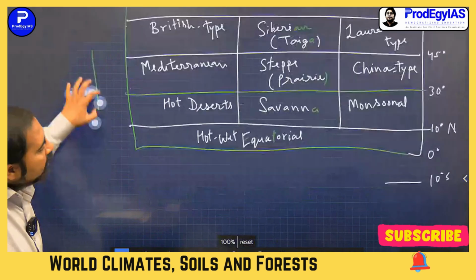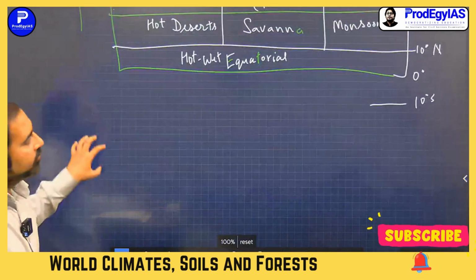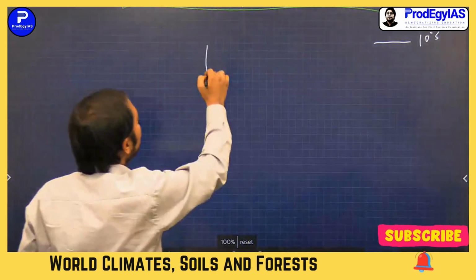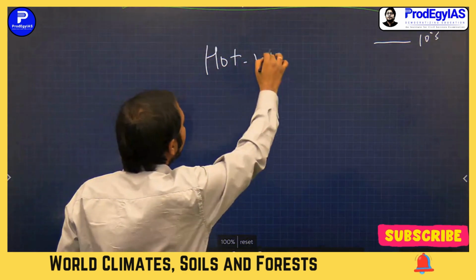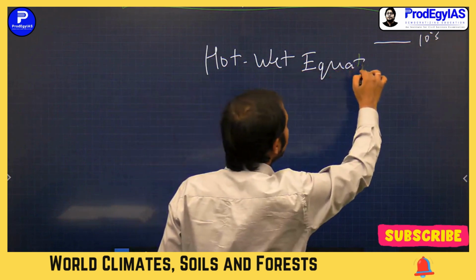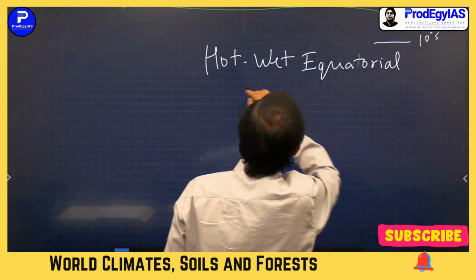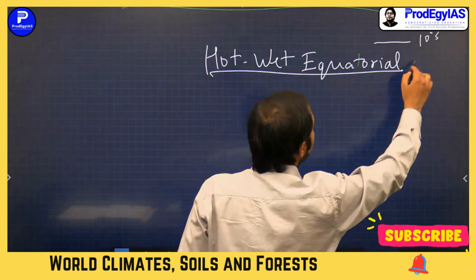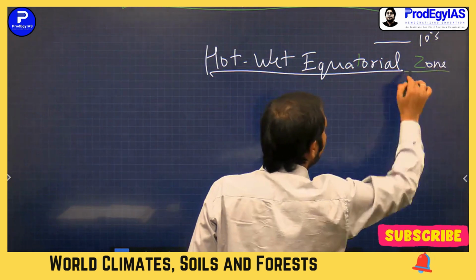First, write down hot, wet equatorial climate. Hot, wet equatorial zone, right?